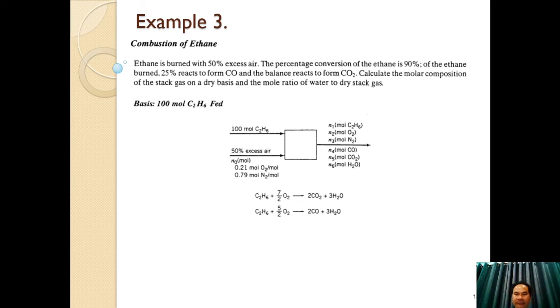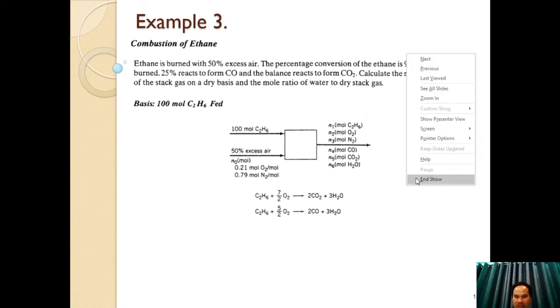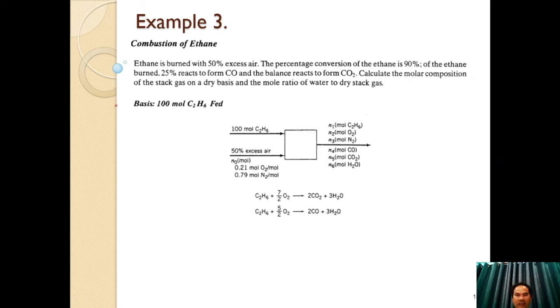The question is to calculate the molar composition of the stack gas on a dry basis and the molar ratio of water to dry stack gas. For this case, we have at least two feeds. First step, you take a basis of 100 moles of ethane feed.